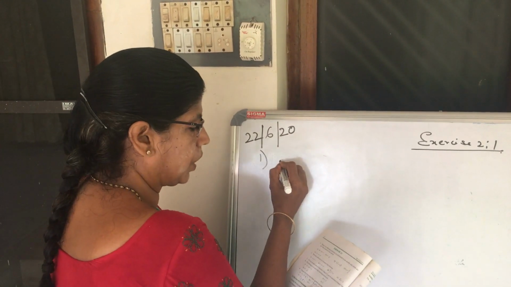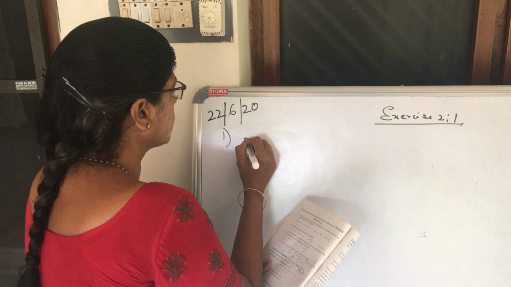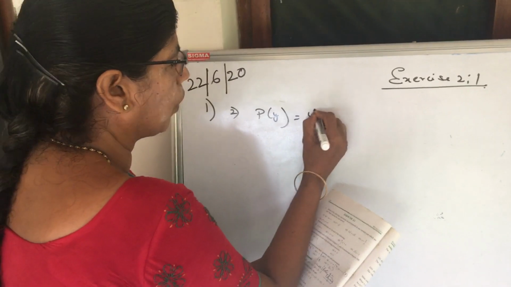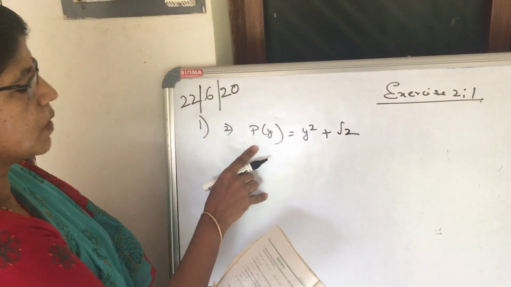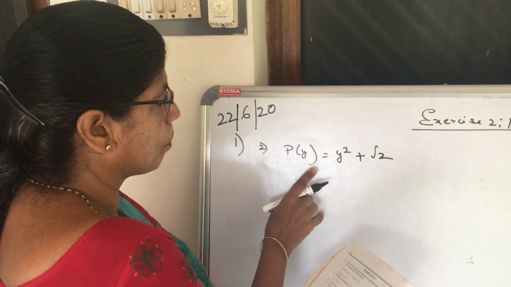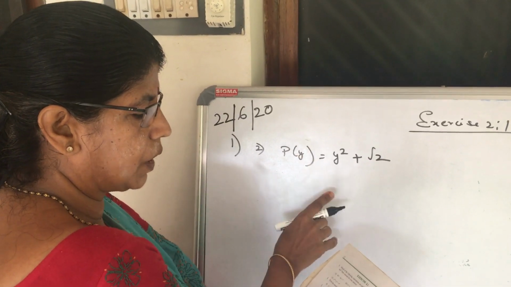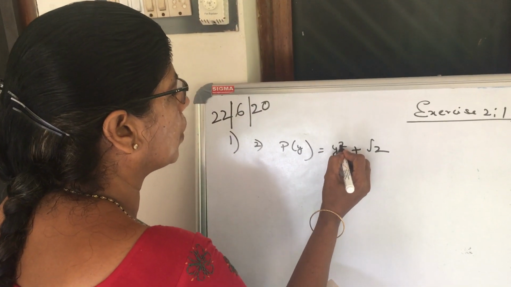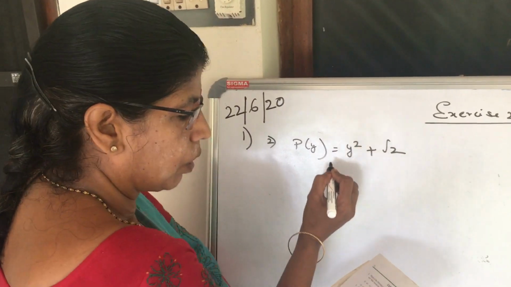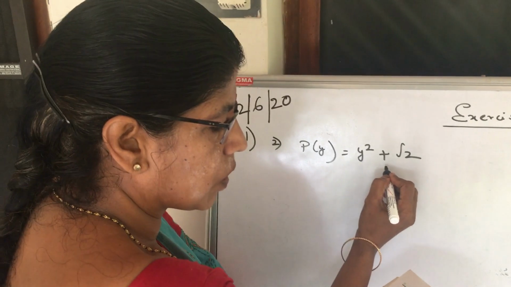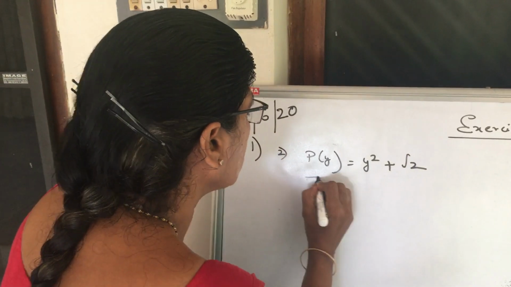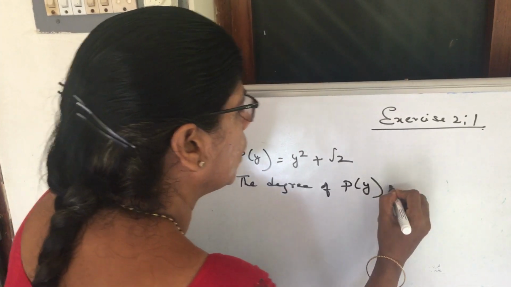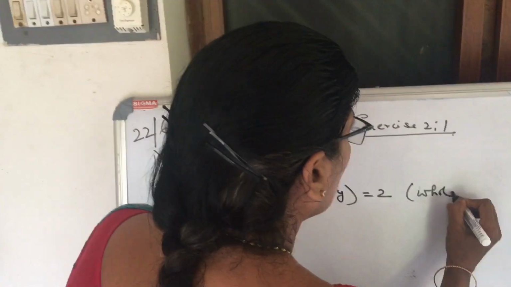Question number 1, children. I am going to do the second bit. Since the variable is y, you write it as p of y. If your variable is x, you should write it as p of x. If it is z, you write it as p of z. Now your variable here is y and the highest power is 2. What is the degree of this polynomial? The degree of p of y is equal to 2, which is a whole number.